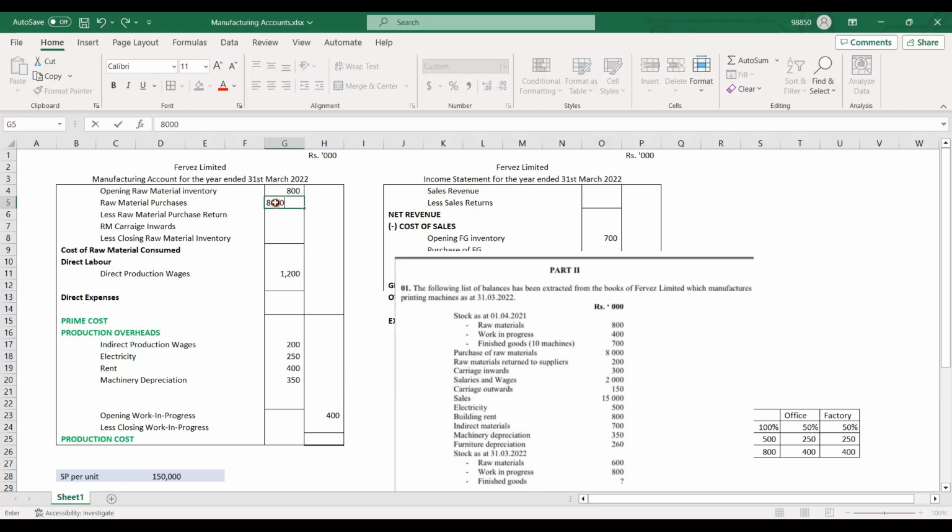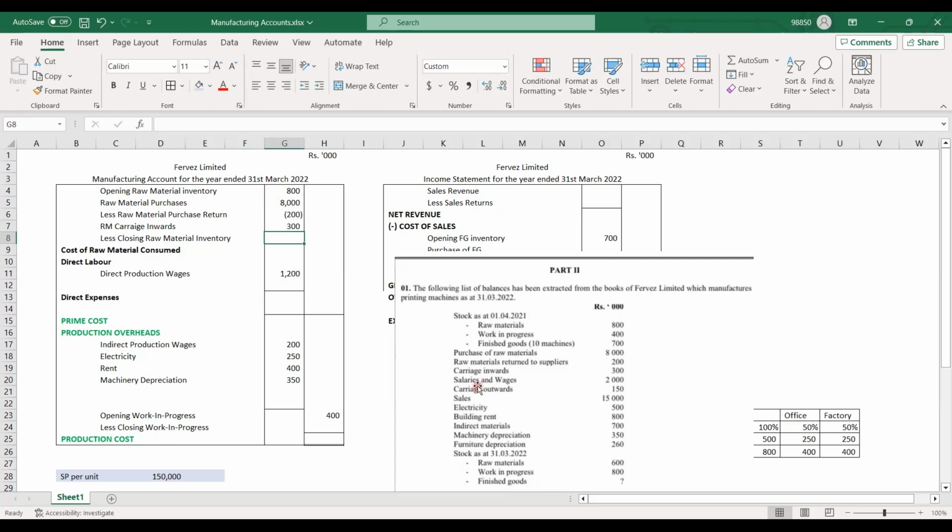Purchase of raw material, 8,000. Raw material return. So remember, if you're minusing something, please make sure to write that within brackets. If not, you will forget to minus it. You'll just add everything and go. And then you have carriage inwards. So I'm assuming that is for raw material. Yes. 300.